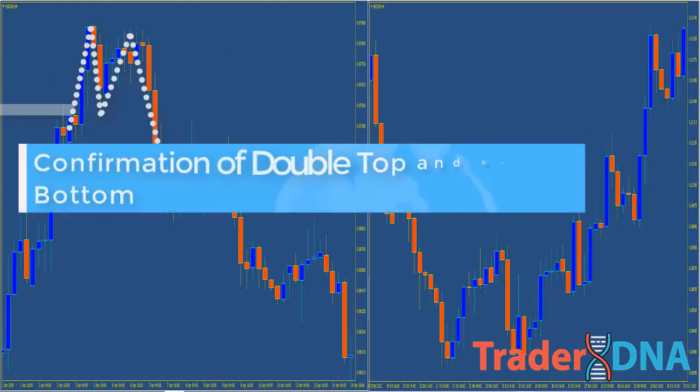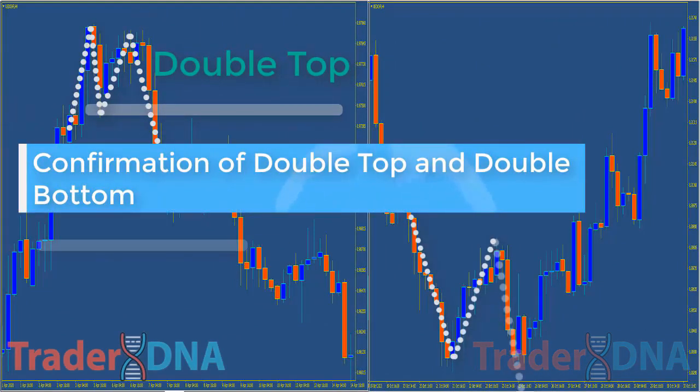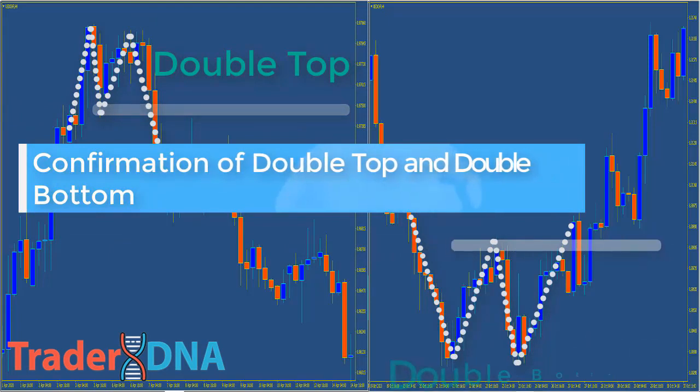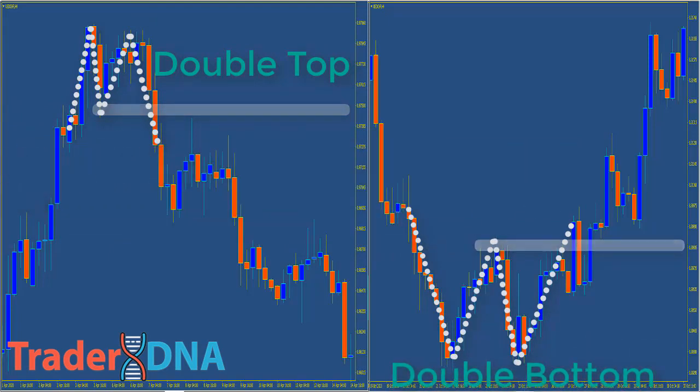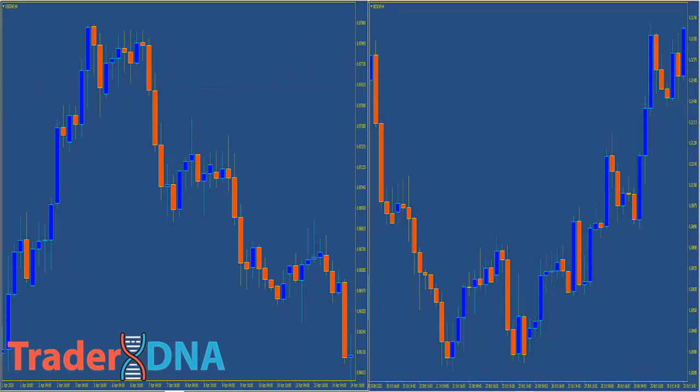Confirmation of double top and double bottom. Although the pattern is fairly easy to recognize and can be traded using a basic set of rules, you cannot simply jump into a trade whenever you see two bottoms or tops on the chart. To initiate a trade based on this pattern, you should first confirm its validity. There are two details related to the confirmation of the double top and the double bottom reversal patterns. This includes the neckline and the breakout.